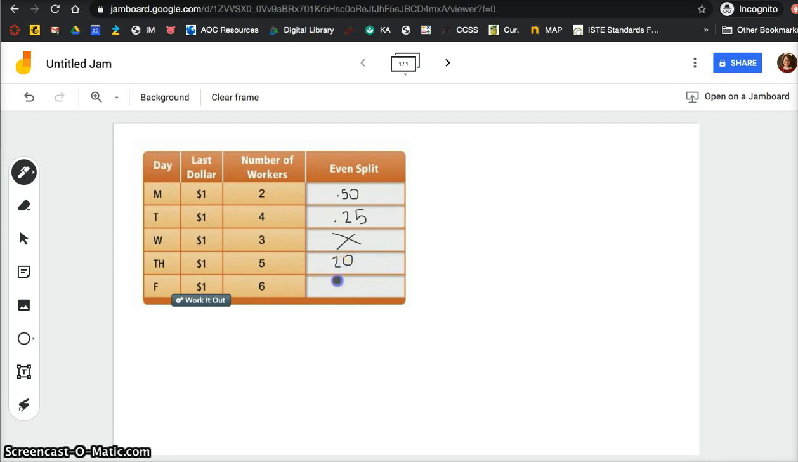And divided by 6 people, that's another one where we're not going to be able to split that evenly amongst the workers. So the days that they would argue would be Wednesday and Friday, if we go back to the original question.